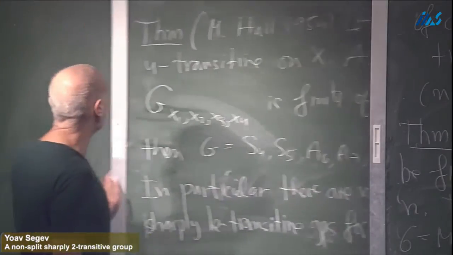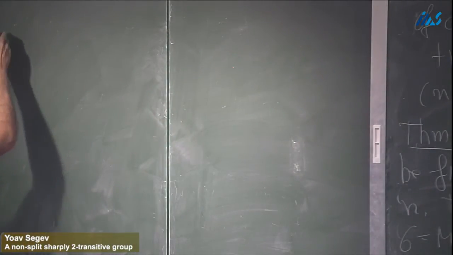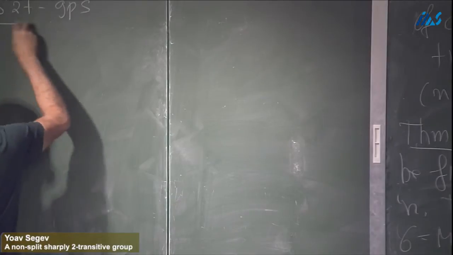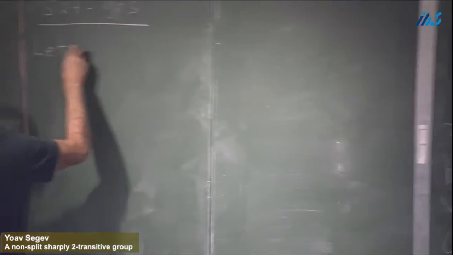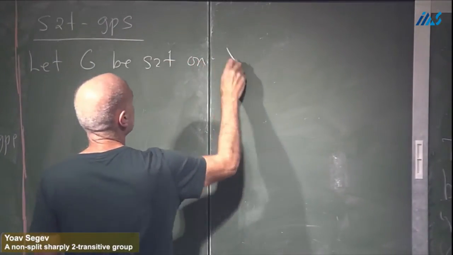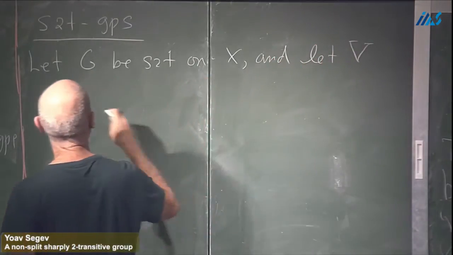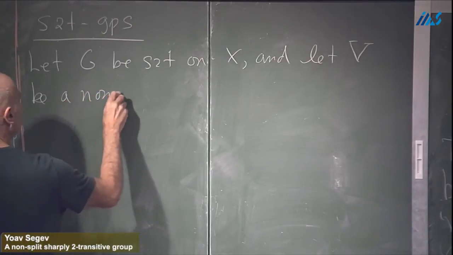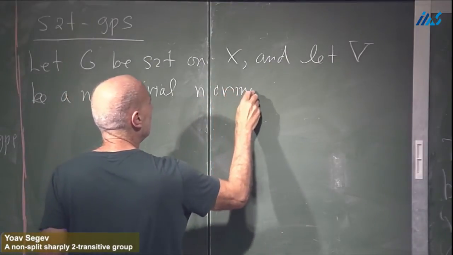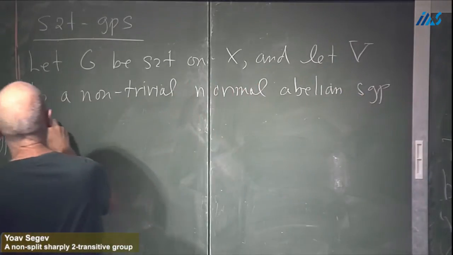Okay, so now I want to move to sharply two transitive groups. So let G be sharply 2 transitive on X, and let V be a non-trivial normal abelian subgroup of G.